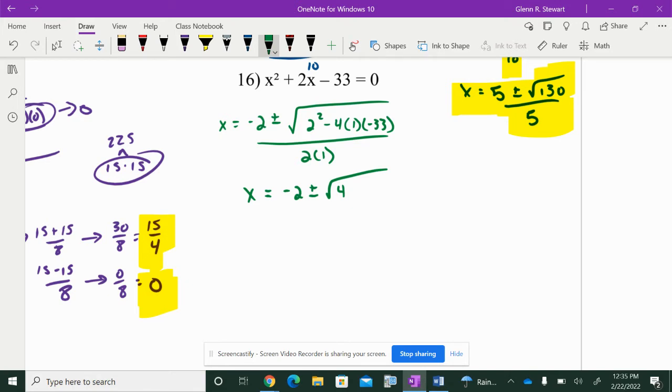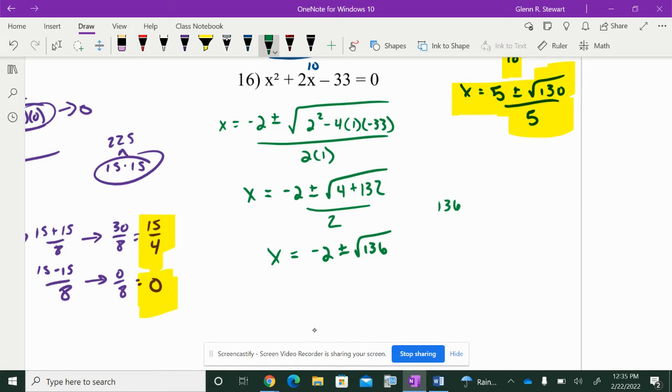Man, I can't think. I have to break out the calculator. No. 132. That's it. Okay, so add 132 over 2. So x is equal to negative 2 plus or minus the square root of 136.